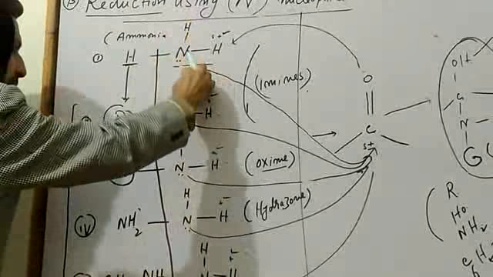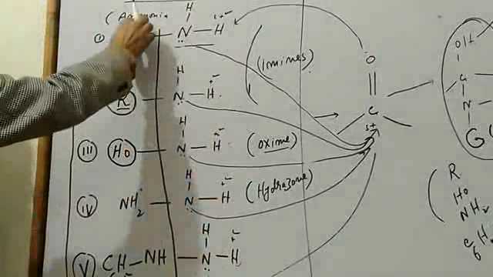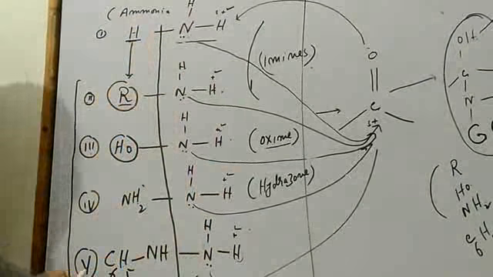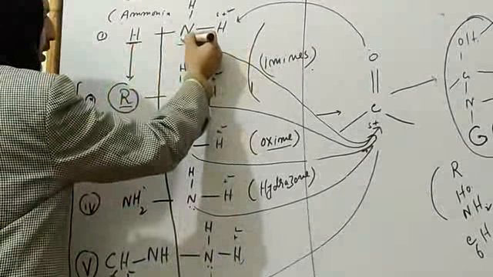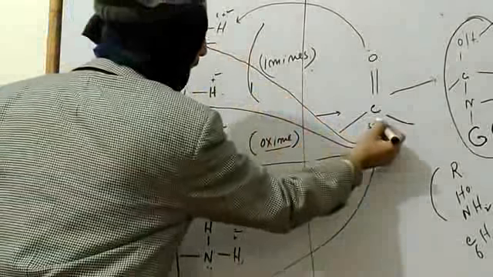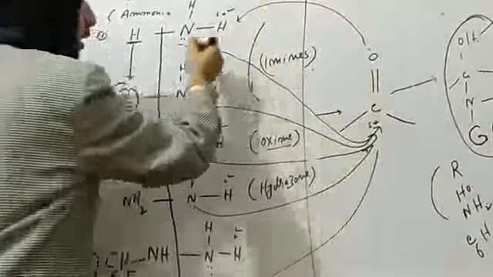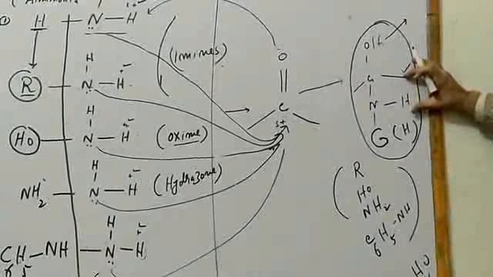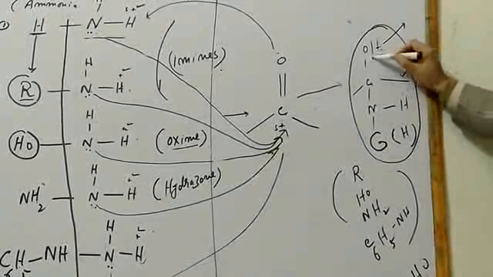The rest of the structure is exactly the same in all these compounds. Only this portion is different. So ignore this portion and just concentrate on this region. Here nitrogen is the attacking nucleophile. It will attack over here, and hydrogen will be attacked by oxygen. You will get this addition product, and this addition product may undergo elimination reaction.